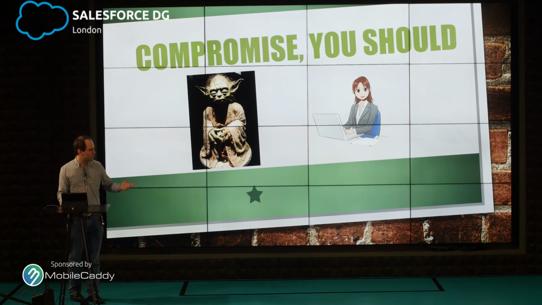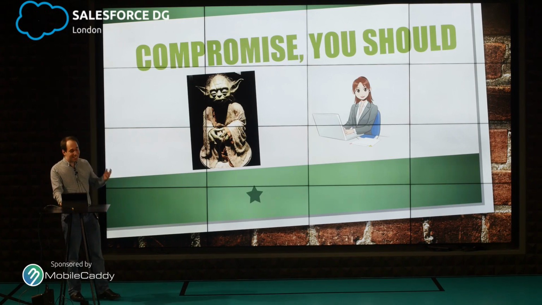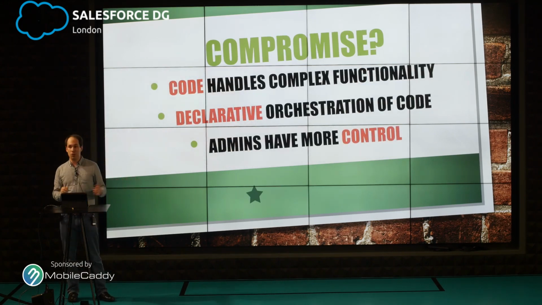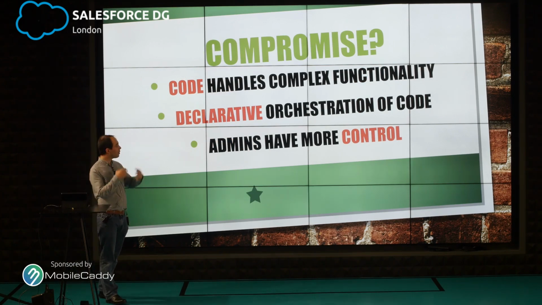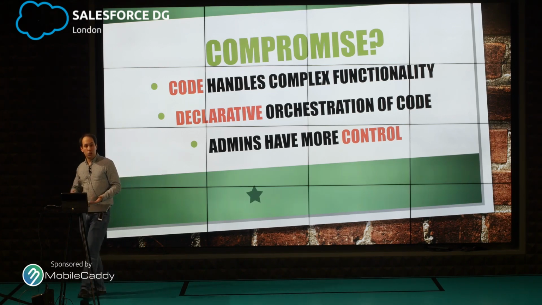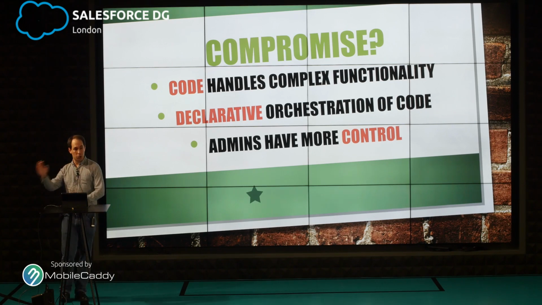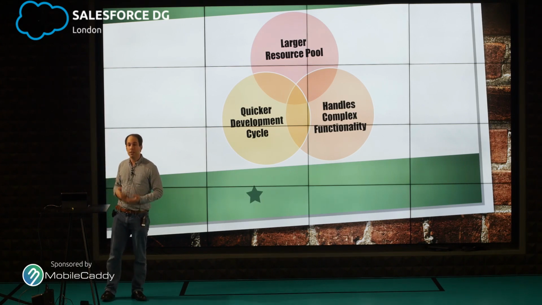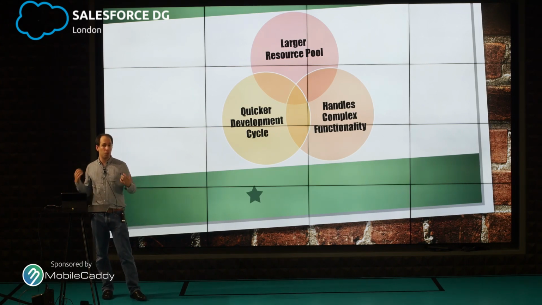And what do I mean by compromise? Let's pretend that we had a way where we can still write code that handles all these complicated things that only code can, but our system admin can still orchestrate and control the orchestration of the code. That means that they can change parameters, they can add additional checks, and that also means that we can use the admins as another resource in our pool.